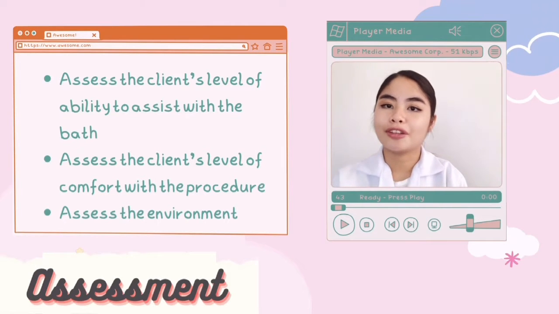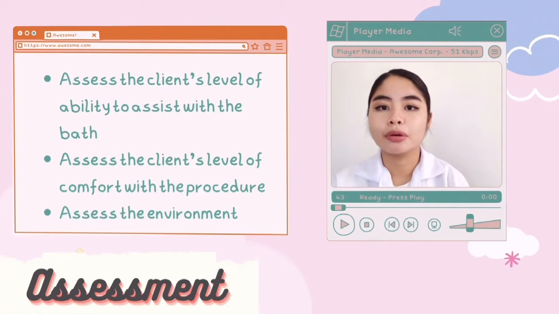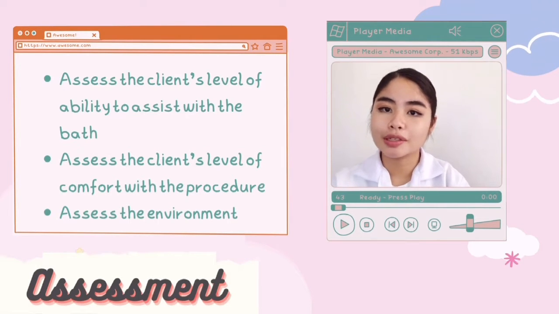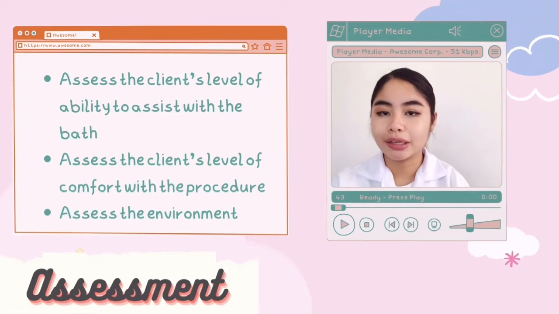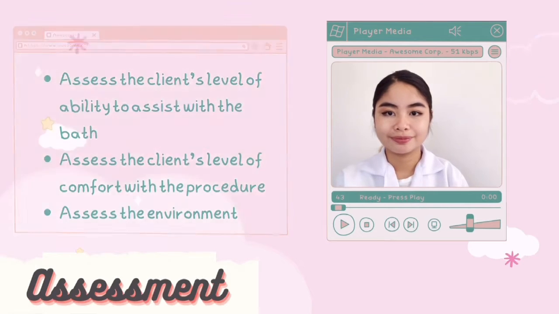Third, you're going to have to assess the environment. Verify that the equipment needed is available. Check whether clean, warm water is available. Determine whether the need for modesty and privacy can be met. The environment should be conducive to a clean and comfortable procedure.